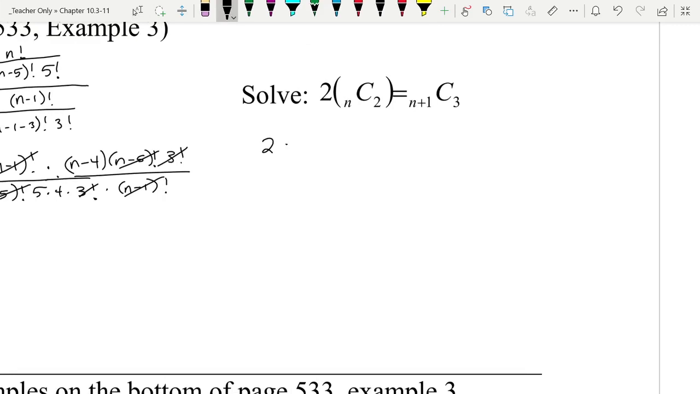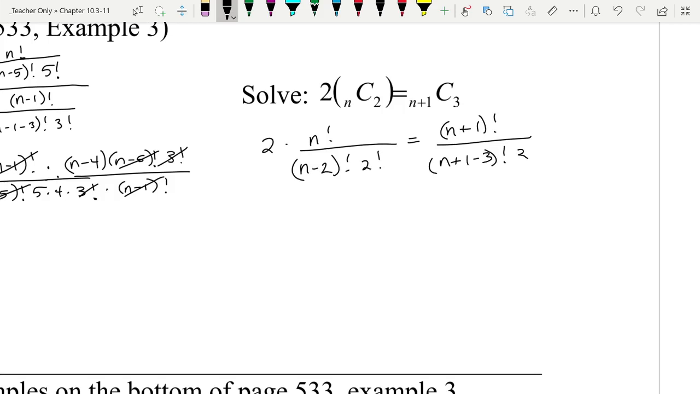2 times n choose 2. So n factorial over n minus 2 factorial 2 factorial, which equals n plus 1 factorial over n plus 1 minus 3 factorial 3 factorial. Okay, what do we want to do with this mess? How about we go 2 factorial is 2, so 2 divided by 2, that cancels. That makes life easy right there.